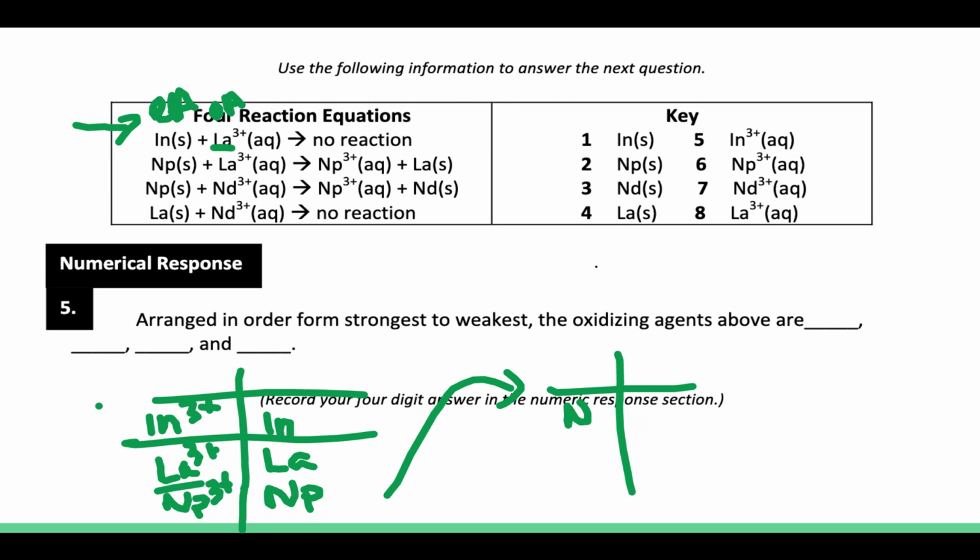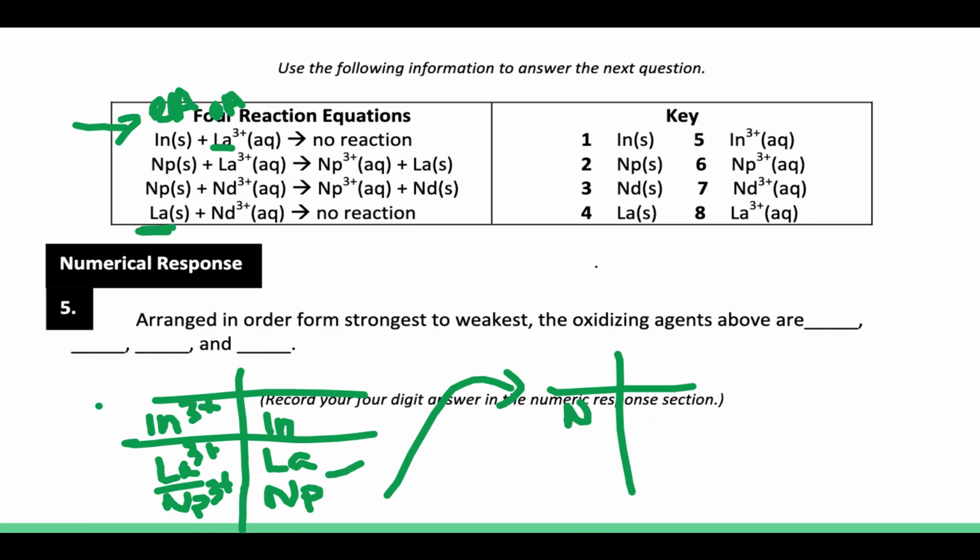Taking a look at that, Nd has to be higher. Okay, so Nd has to be higher than Np, but I'm not exactly sure where to put it. So let's look at the next one just to have an idea. And if it says La and Nd3 positive have no reaction, that means your RA would be higher up.